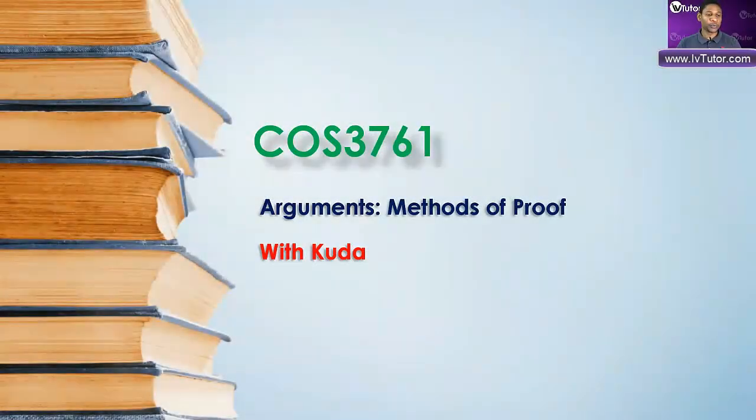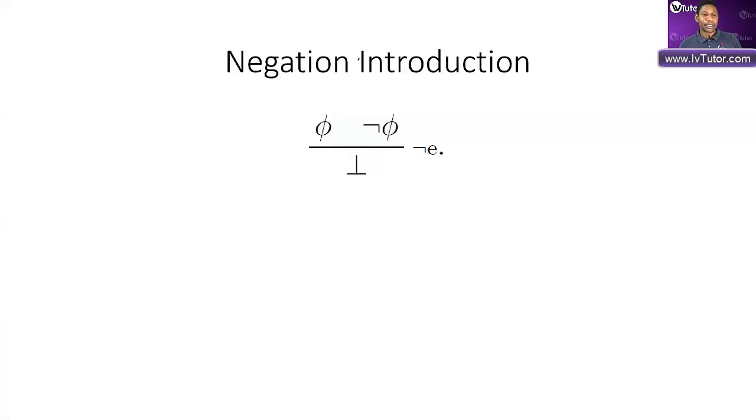Move on to the last of our natural deduction rules, so that we can look at examples. Now I want to look at a few more rules that we haven't done. The only one we haven't done is negation. So what does this rule say? It says that if you have a statement and its negation, then you have a contradiction.